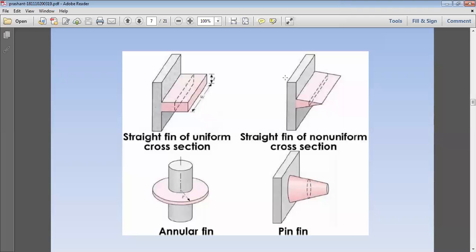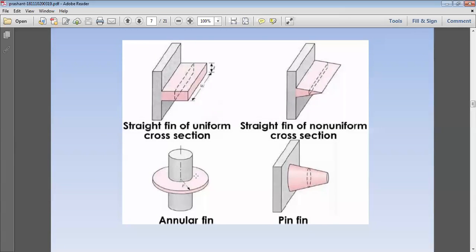So coming to the second one, here it is a triangular fin. You can see this is the triangular shape. It is a straight fin of non-uniform cross section. Is there any uniformity with this fin? It is a straight fin and directly exposed, but it is not uniform. If you cut the section here, you will get a different shape, and if you cut here, you will get another shape. So it is called a straight fin, but with non-uniform cross section.